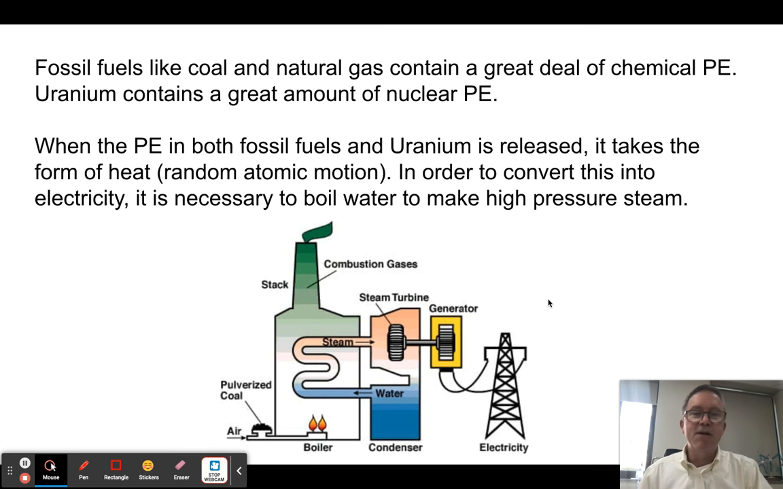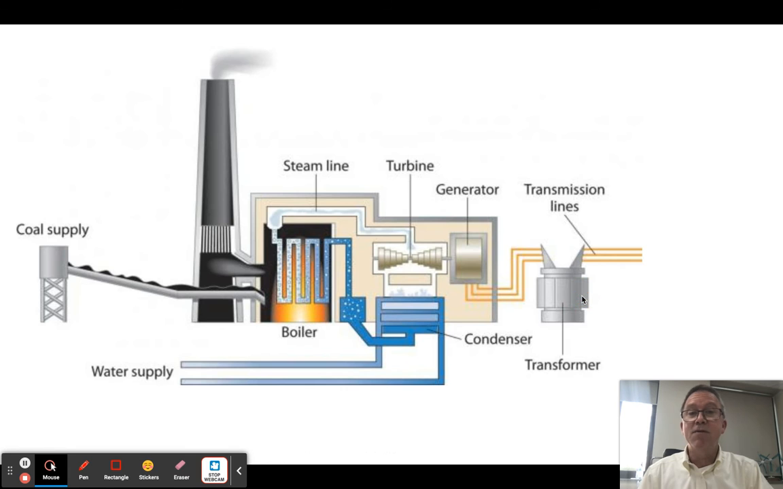We're missing a couple of things like a transformer here, but that's the basic idea. We release potential energy. We boil water. The boiled water makes high pressure steam, and that high pressure steam is then used to turn a turbine. That's how we make electricity in our society, almost exclusively.